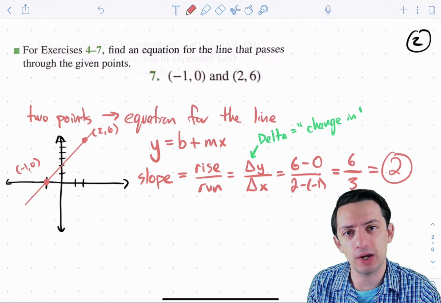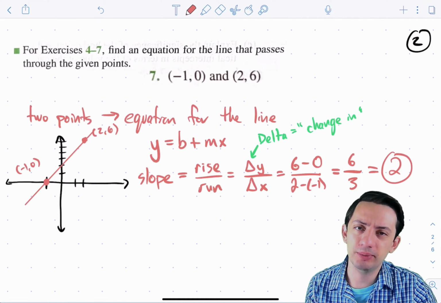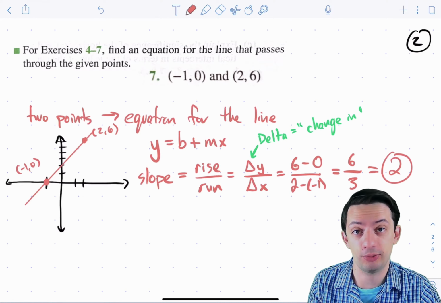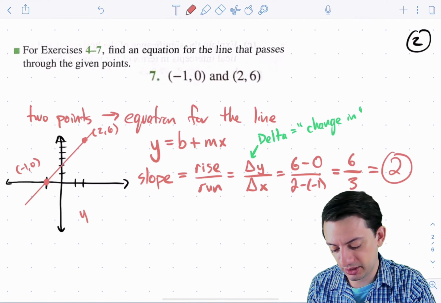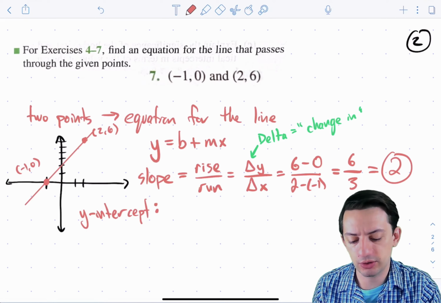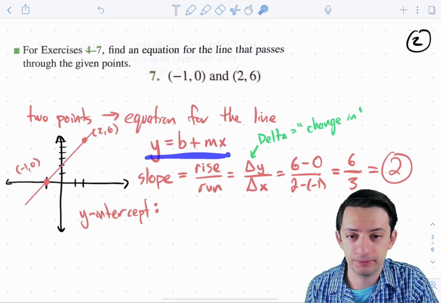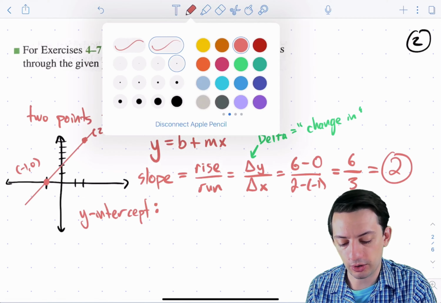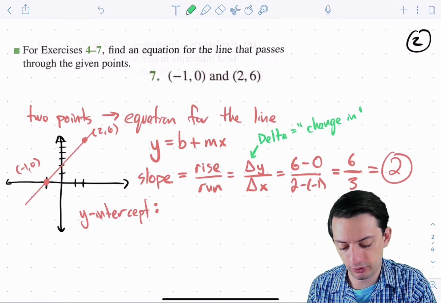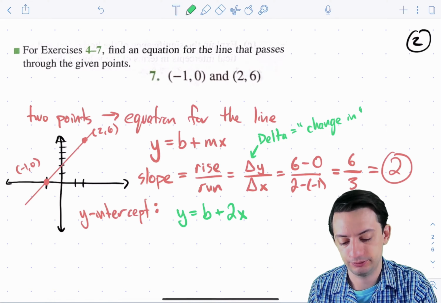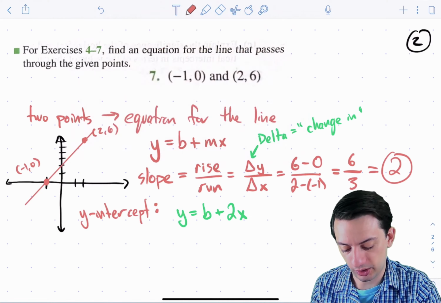The next thing we need is the y-intercept. And you have to be a little bit more clever here. There's not just a nice formula, at least we don't have a nice formula yet, to plug in. So let's think about what we do know. We know that we're going to have an equation for a line that looks like this. And now we know m. So far, what we know is our equation is going to have the form y equals b plus 2x. And the question is, what is b?